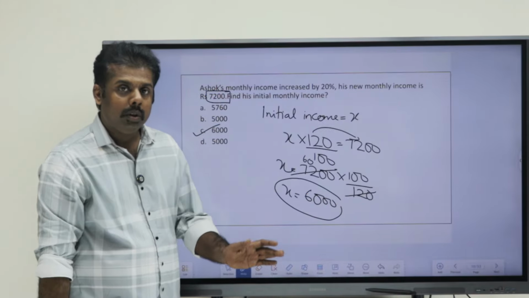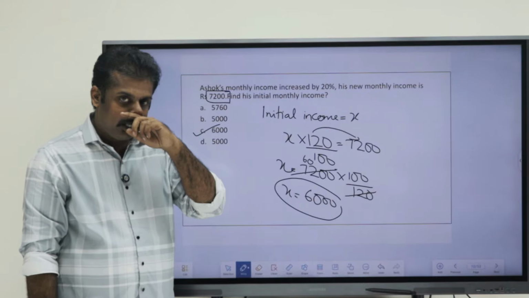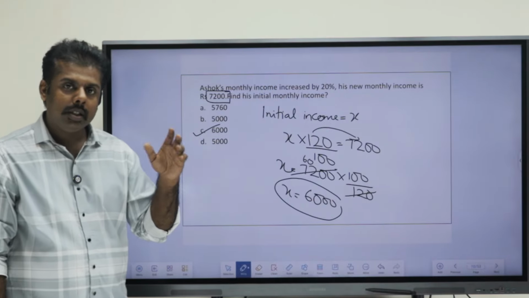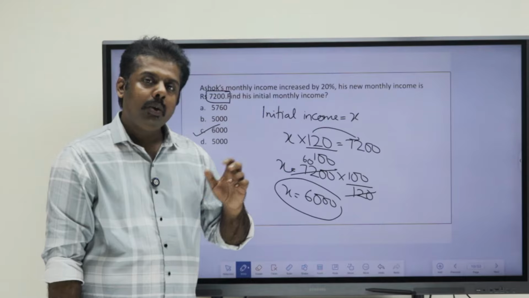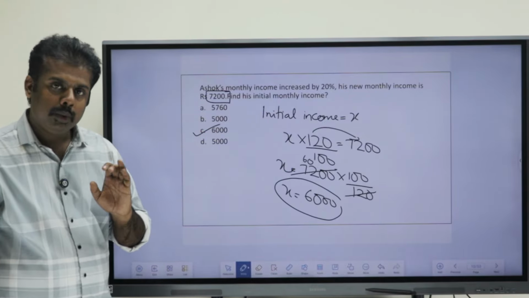I hope that you got both the concepts. Here we have taken his initial income as X. In the first method we took it as 100x to make our question a bit easier. Now, I think we can move to the next question.